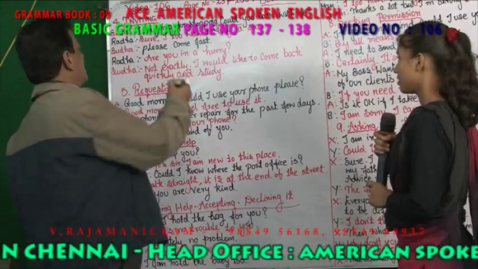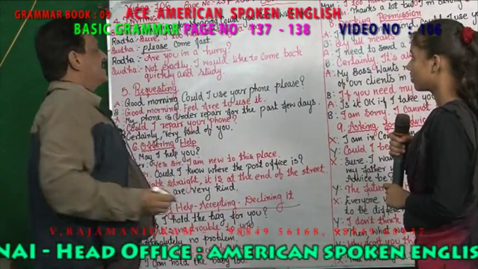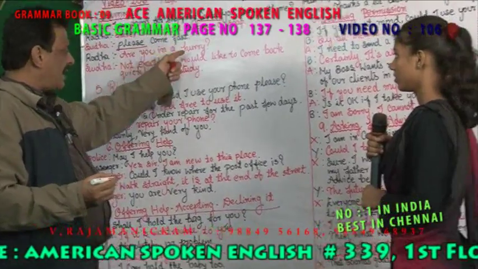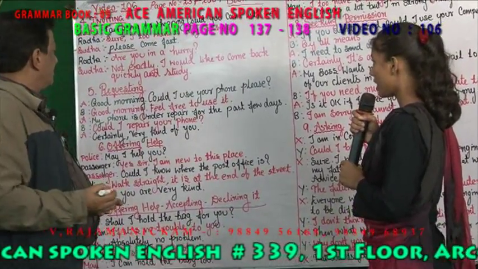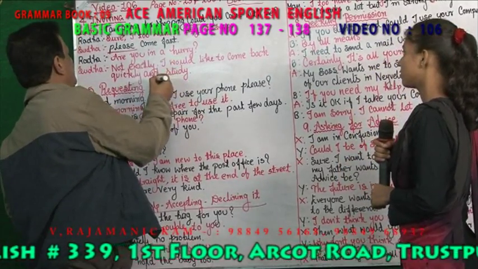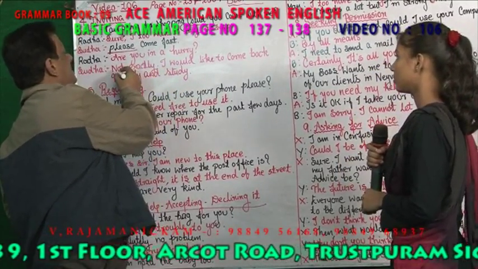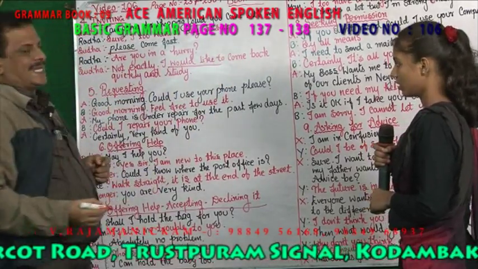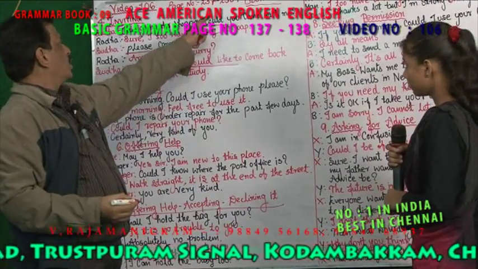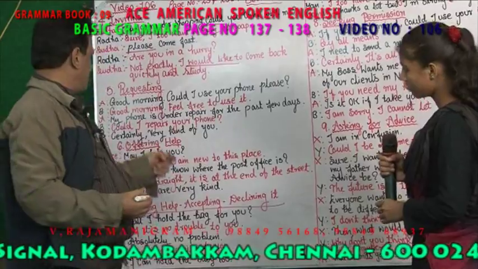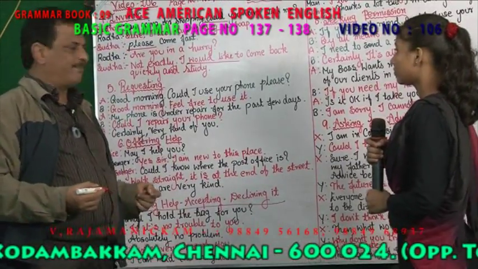Please come fast. See, one of the words she is using, please, she is requesting. And Radha says, are you in a hurry? Not exactly. I would like to come back quickly and study. Are you in a hurry? She asks. And she says, not exactly. I would like to come back quickly and study. Would like. See, could, please, would. Three words are used.